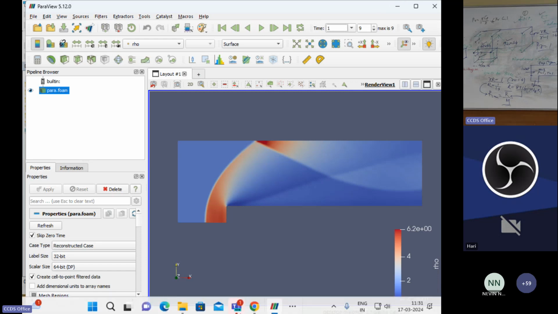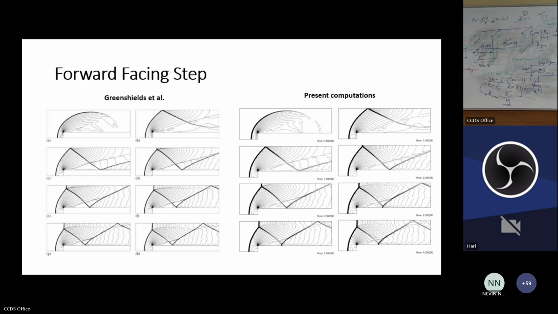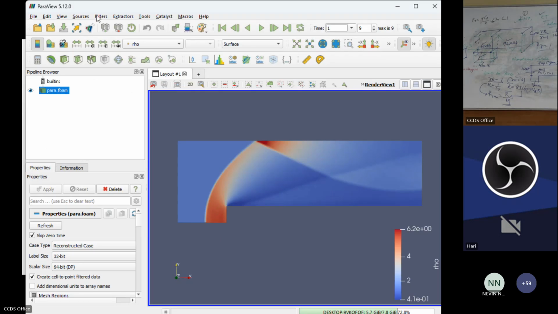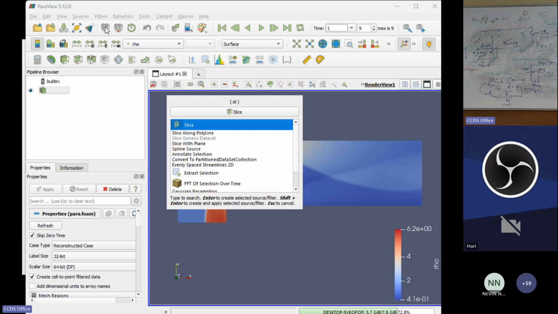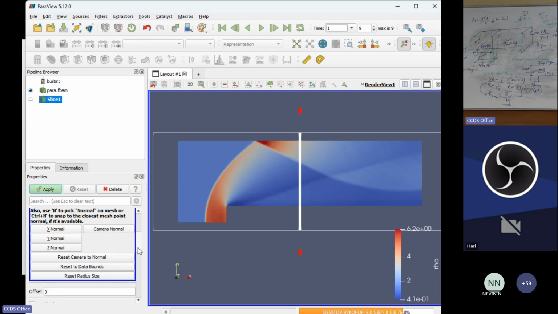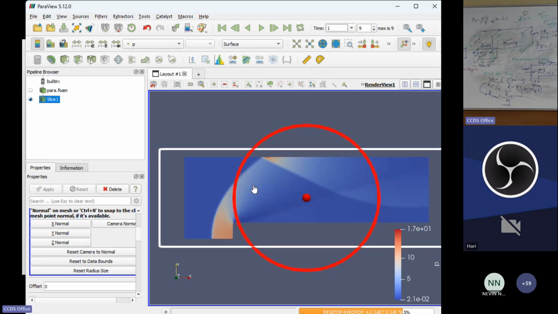For creating line plots like this, which we call isolines, right? This is the data picked up from the simulation from the previous papers, and this is our present computation. So if you want to make line plots like this, first you need to search for a filter which is named slice. You enter apply, and you need to make a slice in the Z normal direction. And then again click apply.